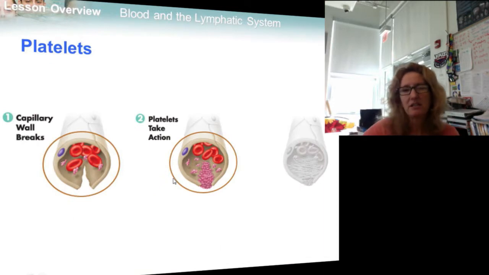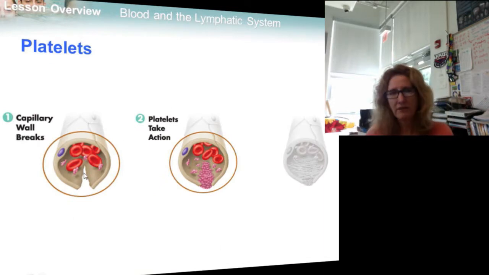When platelets come in contact with the edges of a broken blood vessel, see little platelets right there, their surface becomes sticky and they start clustering around the wound. These platelets then release a clotting factor called thromboplastin, which converts the protein prothrombin into an enzyme called thrombin.